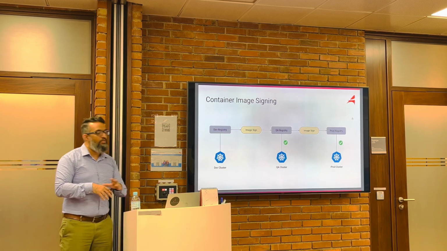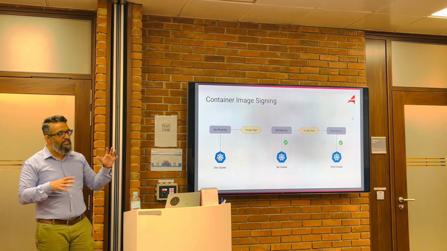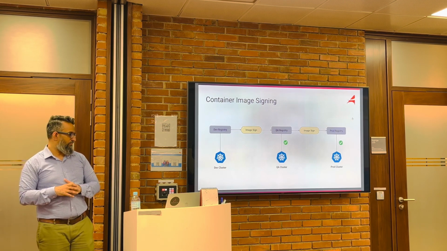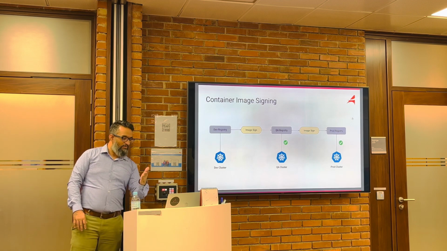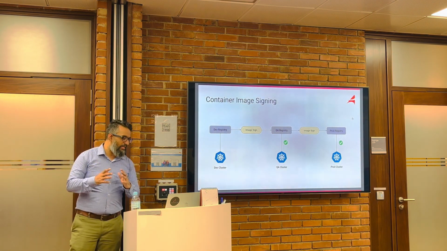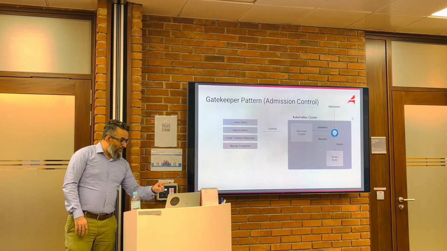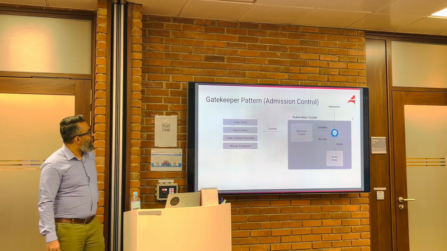So image signing also will reduce a lot of unwanted attack vectors that can compromise your system. Similarly, from the QA, when it goes to a production cluster, we do another signing, make sure the image is signed. If it is only signed, we do the deployment. So, the gatekeeper pattern, we spoke about this.